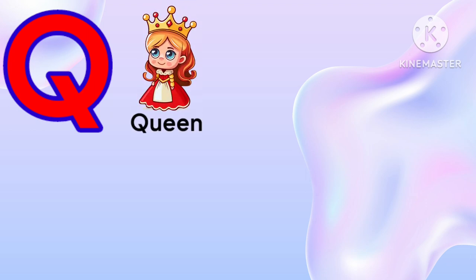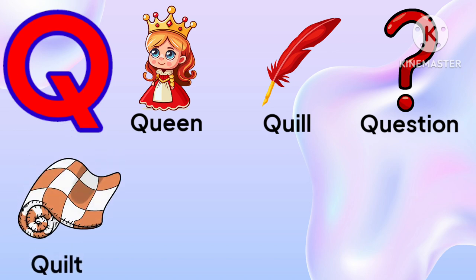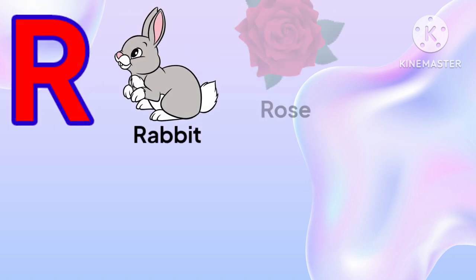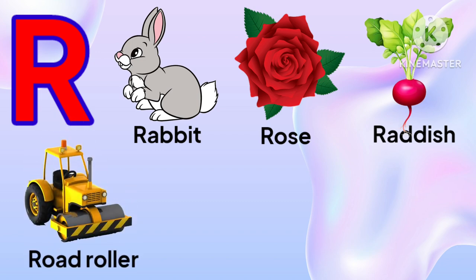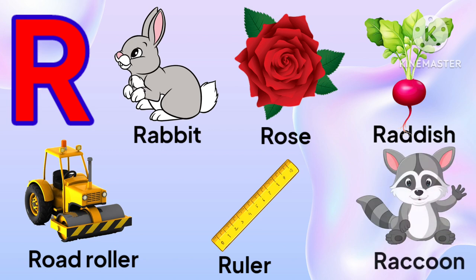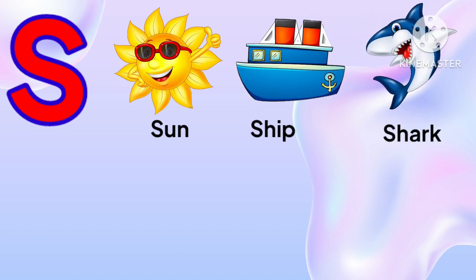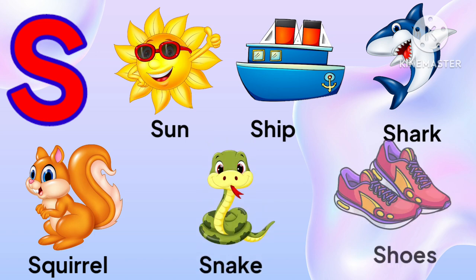Q is for queen, quill, quilt, quail, quarter. R is for rabbit, rose, radish, road roller, ruler, raccoon. S is for sun, ship, shark, squirrel, snake, shoes.